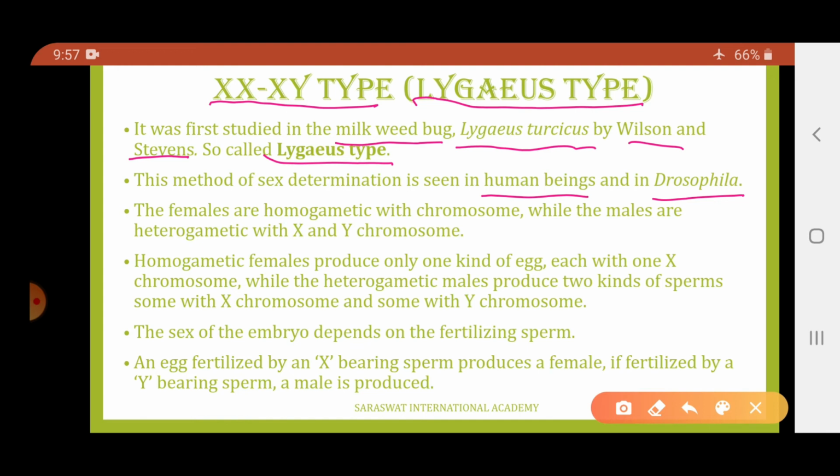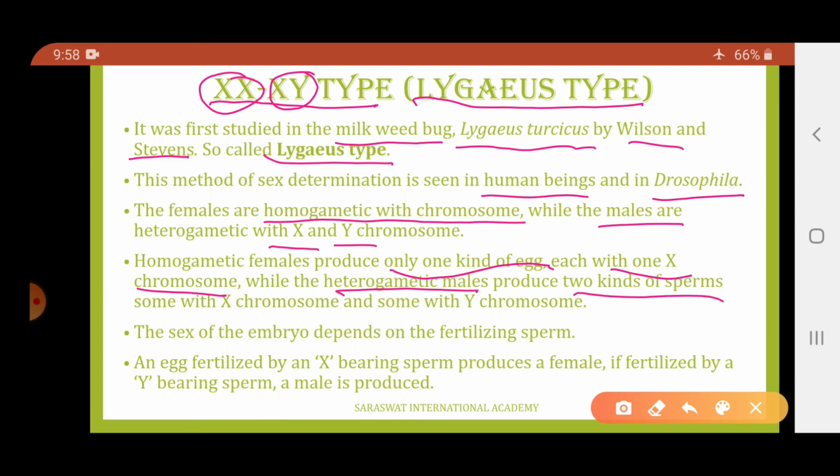Now students, here the females are homogametic with the XX chromosomes, while the males are heterogametic with X and Y chromosomes. Females have XX sex chromosomes and the males have XY sex chromosomes. Now, as the females are homogametic, they produce only one kind of egg, and all the eggs will contain what? One X chromosome. Whereas the males are heterogametic and they produce two kinds of sperms. Some sperms will have the X chromosome and some sperms will have the Y chromosome.